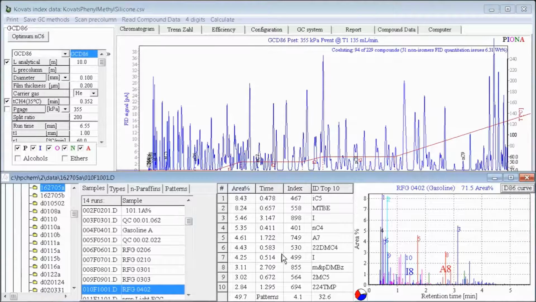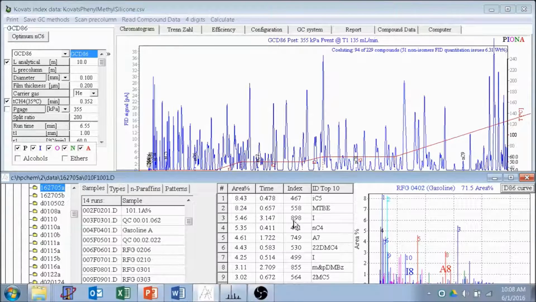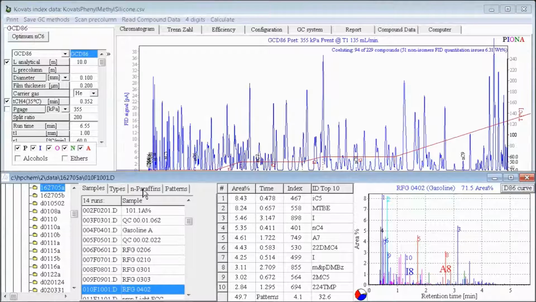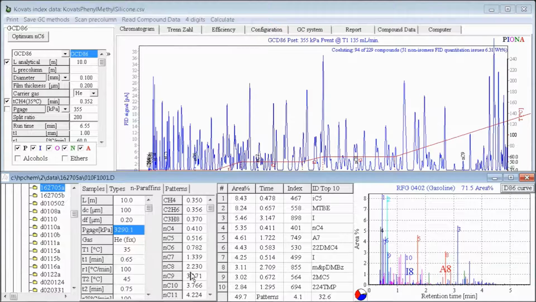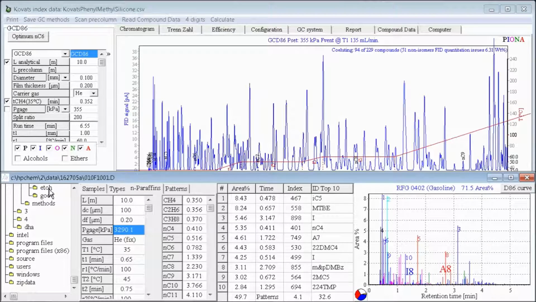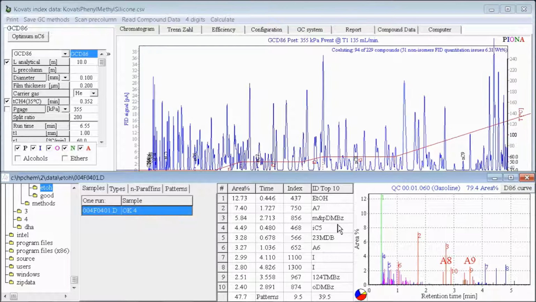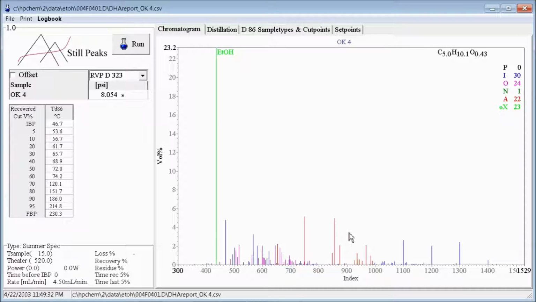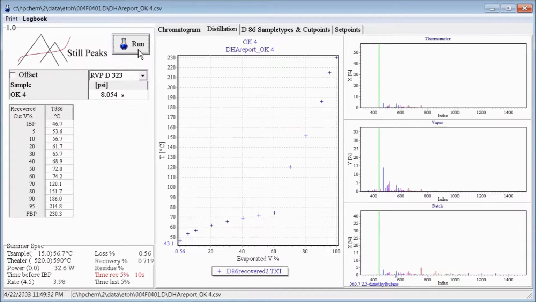Well, I would like to show you something else, because here we have those retention times, and here we have index, and index always needs N paraffins. And when we change the N paraffins, we can also look at a different sample that is an artificial gasoline, and I really would like to show that one. It is a mixture of gasoline and N paraffins and ethanol, and when we hit run we get the following picture.